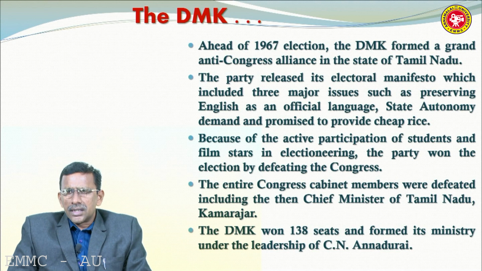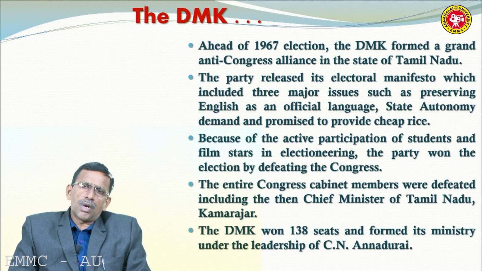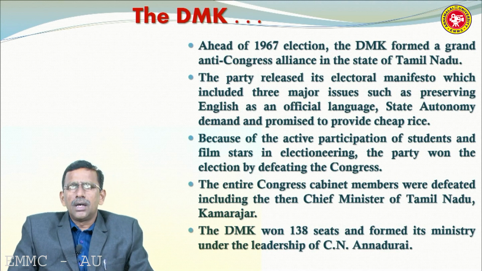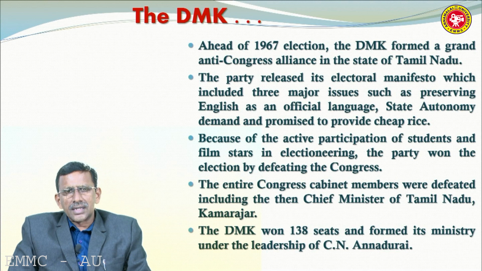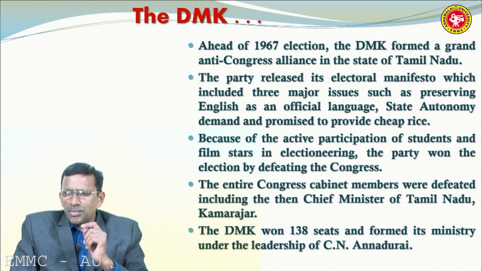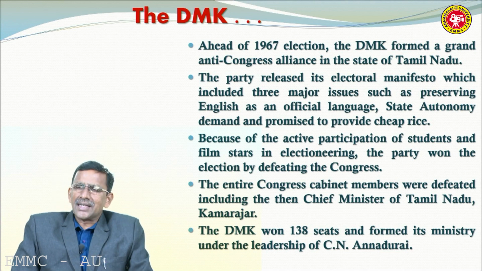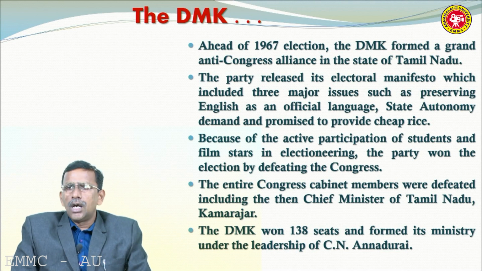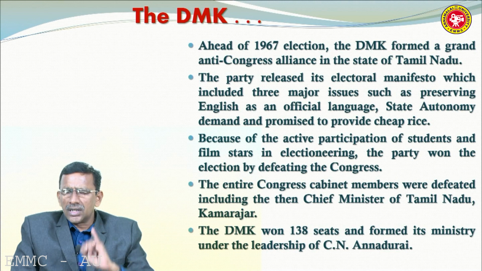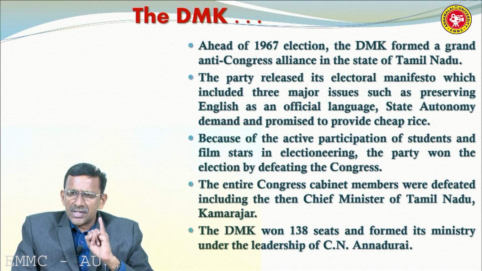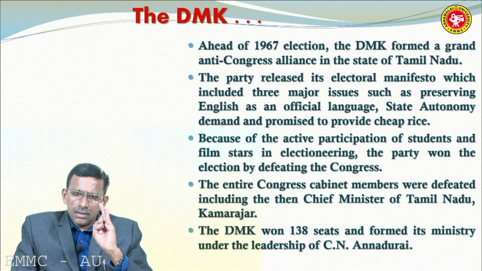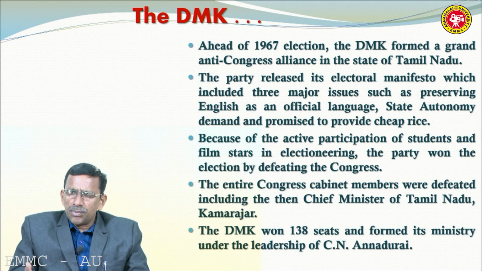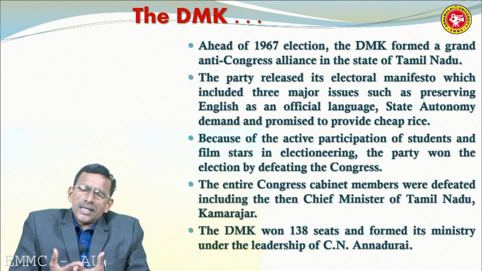C.N. Annadurai knew the state politics, understood the state politics properly, and he mobilized the support of film personalities, the students, and people working in the unorganized sector or even the organized sector. And more important, the victory of the DMK in the 1967 election was largely because of three reasons. One is they wanted to work continuously for preserving English as an official language. Second, they would work for the state autonomy demand in the state of Tamil Nadu. And more important, the third one is the promise to provide cheap rice. I think 1 kg rice for 1 rupee.